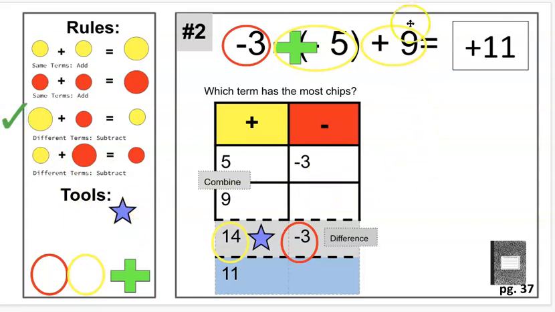Okay, so now that you have this answer, +11, the last thing to do is to circle our answer with the right color, positive, yellow. Yellow means positive, +11. So there you go. It looks complicated at the beginning, all these 3 terms, but once you combine the terms that go together, and you make it into a 2 term, then it's just like before.